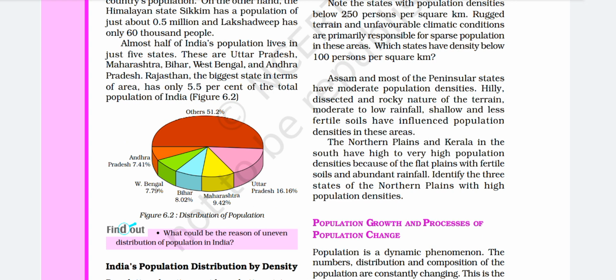The northern plains, the most fertile area of India with many rivers that provide fresh water, and Kerala in the south have high to very high population densities. Why? Just because of their flat plains with fertile soils and abundant rainfall.